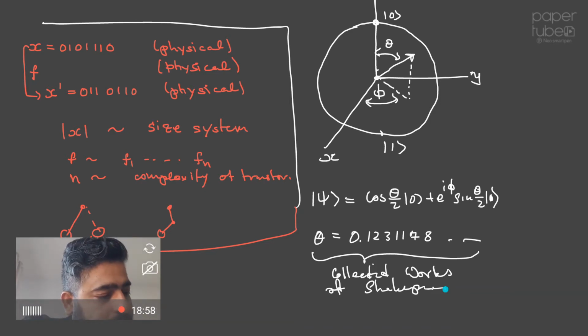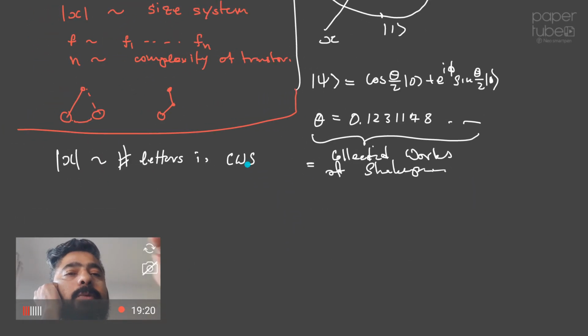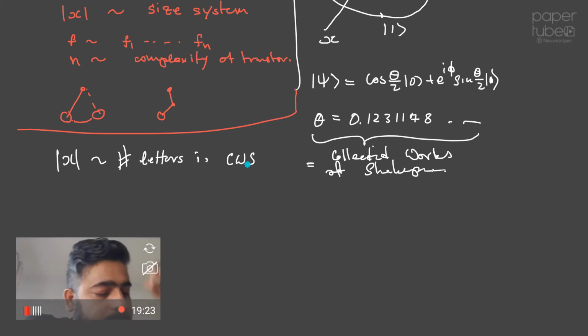advantage. So if we were to do the same thing for bits, the size of the bits would be equal to the number of letters in the collected works of Shakespeare. So we're not going to get an advantage. If we think about how many bits it would take to store the collected works of Shakespeare, it would be roughly equal to the number of letters times some multiplicative factor, which I'm not worried about.